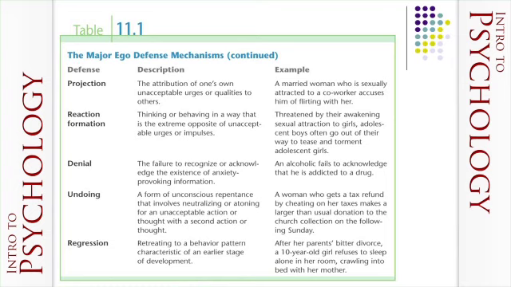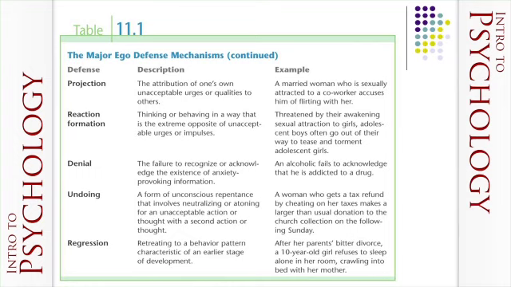Reaction formation. Thinking or behaving in a way that is the extreme opposite of unacceptable urges or impulses. This one you will say, yes. Threatened by the awakening sexual attraction to girls, adolescent boys often go out of their way to tease and torment adolescent girls rather than admitting they like those girls. All right? That's reaction formation. Denial. The failure to recognize and acknowledge the existence of anxiety-provoking information. I'm sure you're aware of what denial is. An alcoholic fails to acknowledge that he's addicted to a drug.